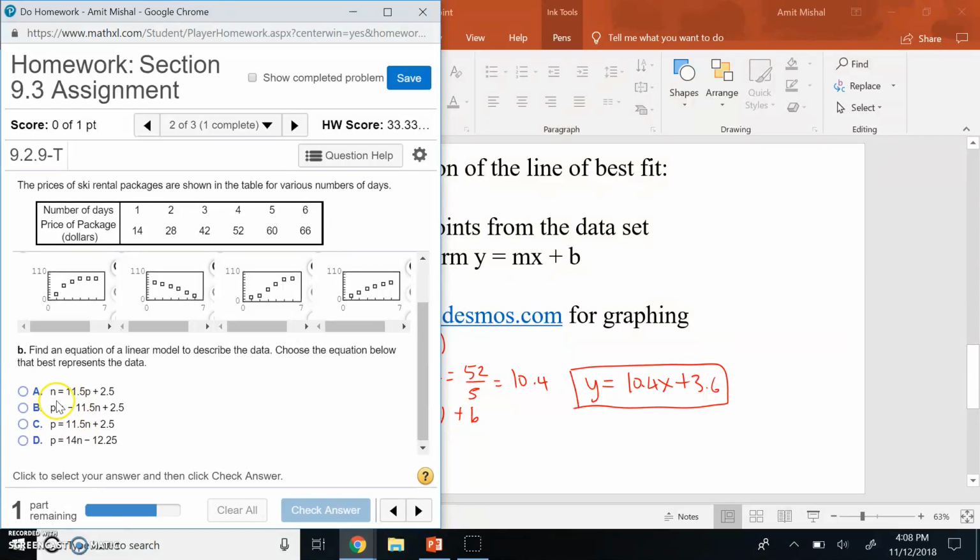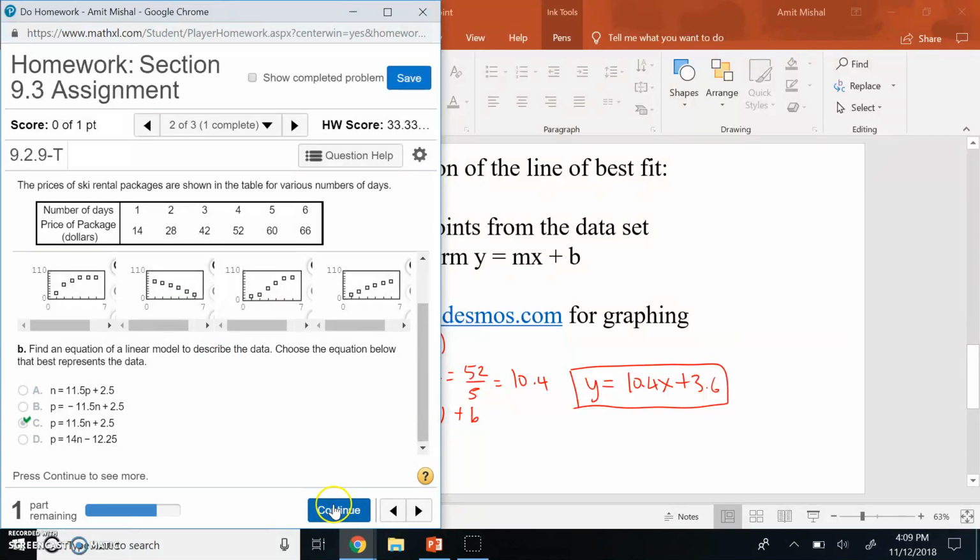Now in A, notice what's happening. N is kind of like the X variable, and P is like the Y variable. So our equation is going to be in the form of Y equals MX plus B, right? So the Y has to be P. So it's not going to be A, because in A, the N, which is like the X variable, is on the left. We need the Y variable to be on the left. The Y variable in this case is P, so it's going to be letter C, which is P is equal to 11.5N plus 2.5.